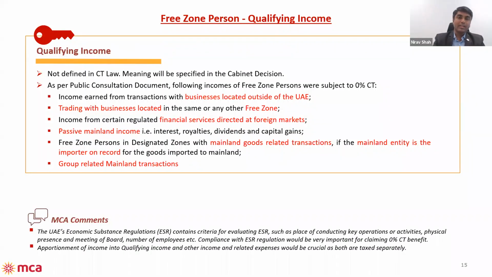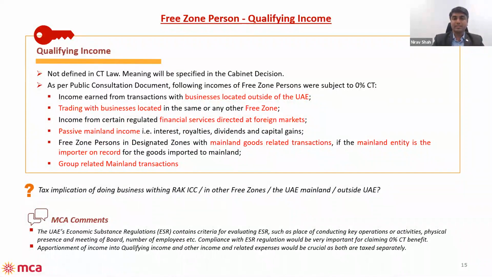Also, we understood that for an entity to become a qualifying free zone entity, one of the important conditions which needs to be fulfilled is maintaining adequate substance. We all know that economic substance regulations are there in the UAE. So compliance with economic substance regulation would be key if the entity wants to be qualified as a qualifying free zone person and wants to take the benefit of 0% corporate tax on the qualifying income.